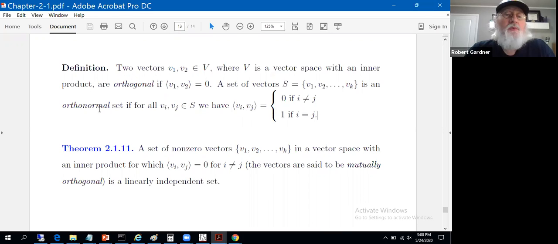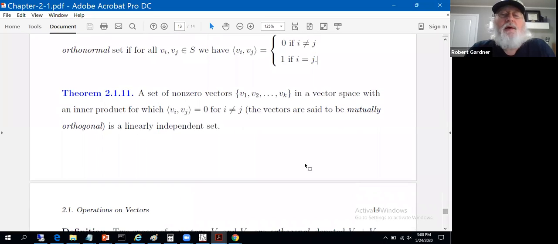So ortho for the orthogonality relationship, and normal for the normalization, the fact that we've got a bunch of unit vectors here. So an orthonormal set is a collection of vectors that are all unit vectors, vectors of length 1, which are pairwise perpendicular. Hey, this sounds familiar from sophomore linear algebra. So the proof is not hard.